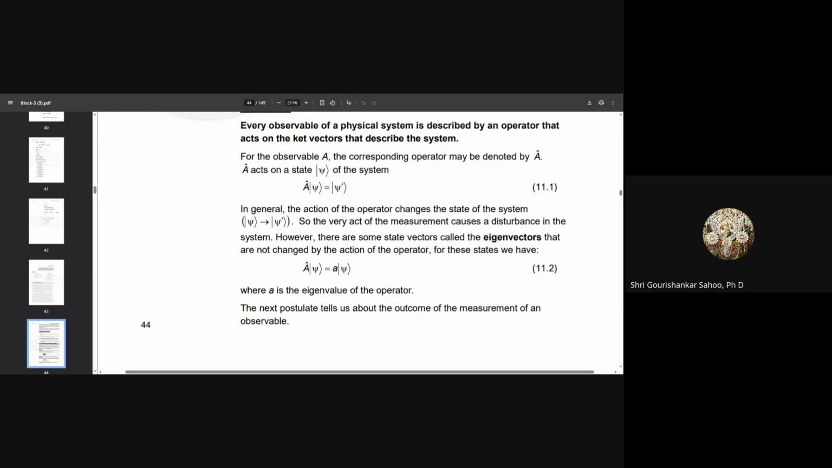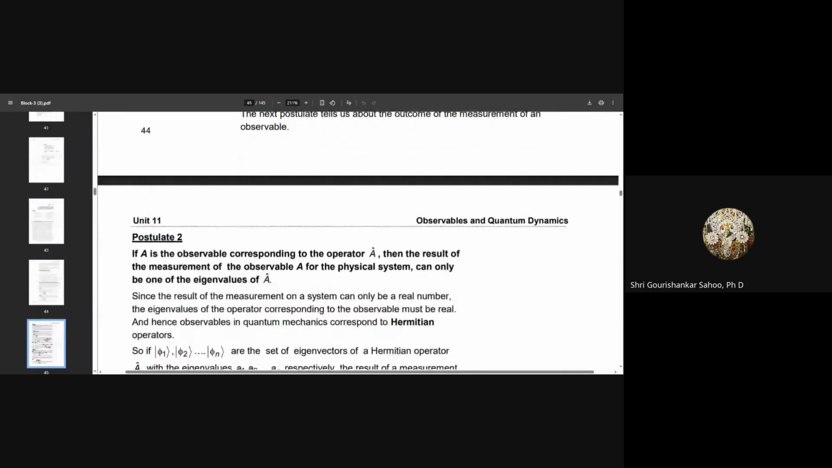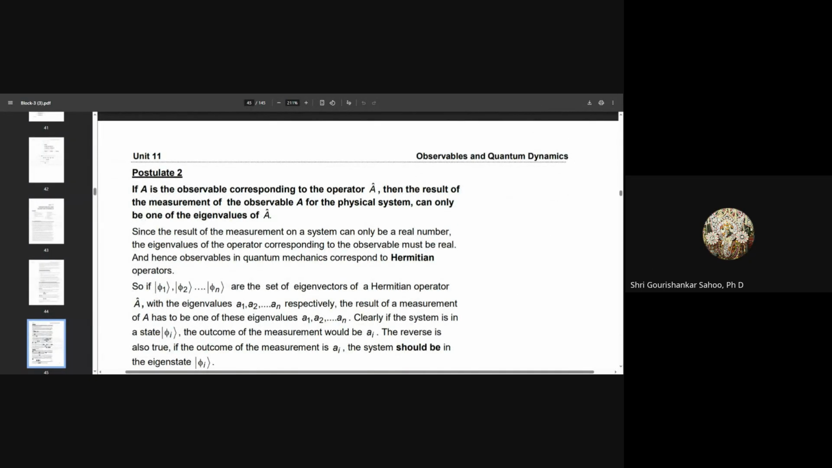However, there are some state vectors called eigenvectors that are not changed by the action of operators. For these states, we have A cap psi is equal to a psi, where A cap is the operator, psi is the state vector, and small a is the eigenvalue of the operator. In the next postulate, if A is the observable corresponding to the operator A cap, then the result of the measurement of the observable A for the physical system can only be one of the eigenvalues of A cap.